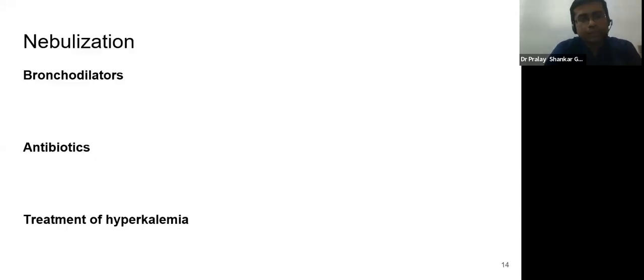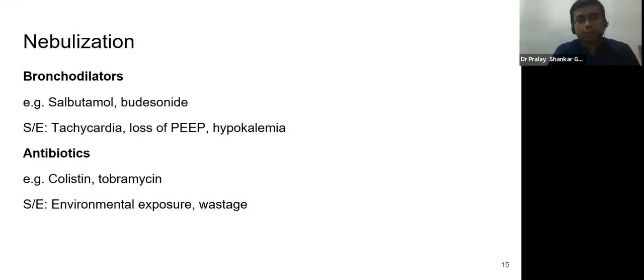So the use of nebulizations, there are different uses in ICU. One can use it as bronchodilator in a condition like COPD or bronchial asthma. You can use nebulization as antibiotic and also as a part of treatment of hyperkalemia. For bronchodilation, salbutamol and budesonide are preferable, and you know the side effects: tachycardia, loss of PEEP, hypokalemia, especially of salbutamol. As antibiotic, we use colistin and tobramycin as nebulization, and the side effects will be environmental exposure if you don't take care of the delivery system.